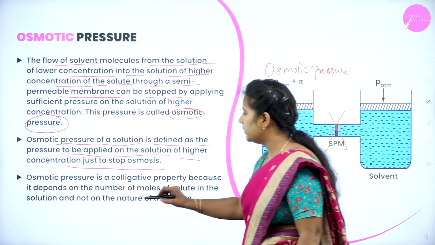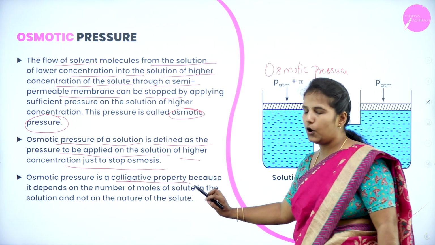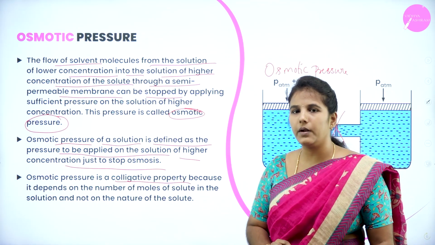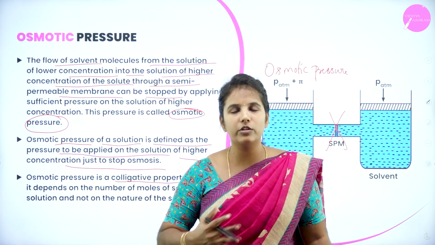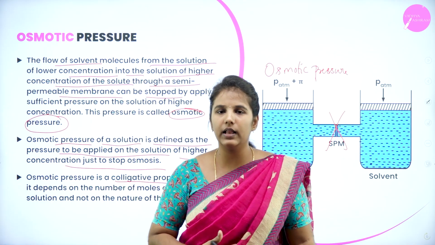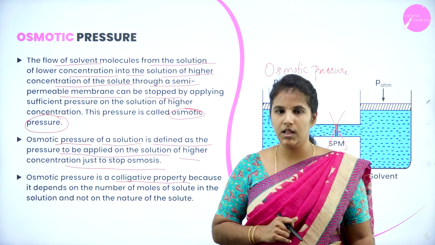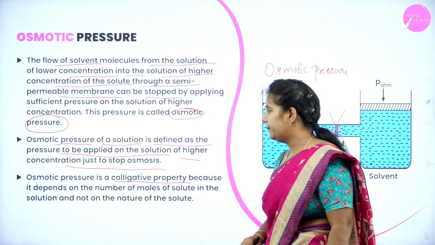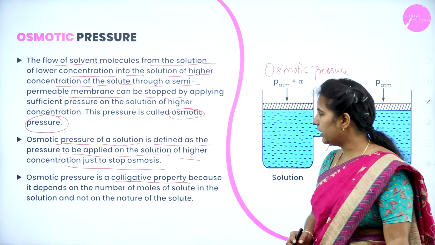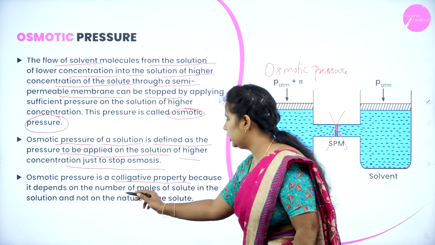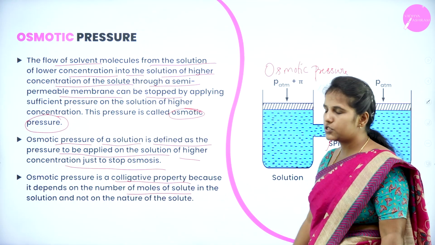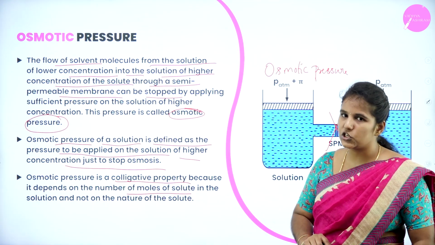And this osmotic pressure, remember, is a colligative property. Why is it known as a colligative property? Because it depends upon the number of solute particles instead of their nature. So that is why osmotic pressure is also known as a colligative property, because it depends only on the number of moles of the solute instead of their nature.